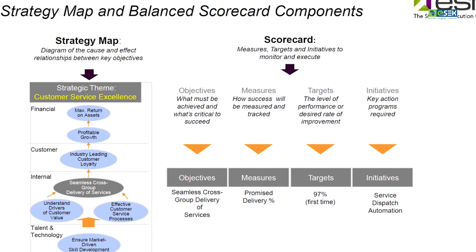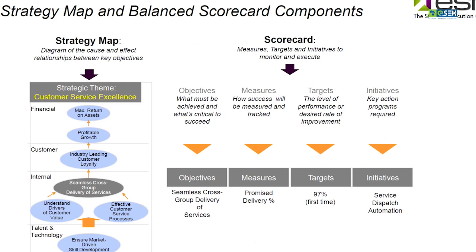No, we put in place, we equip the teams, right? We communicate the strategy, we equip the teams with the necessary processes or projects or programs or initiatives, whatever you want to call it, right? But the necessary activities to move that dial on the measure and achieve that target. In this example, for seamless cross-group delivery of services, our promised delivery percent is our measure. We're trying to hit 97%, whether that's over a year, 2 years, 3 years. We can then create milestone targets so we can monitor that on a monthly, quarterly basis.